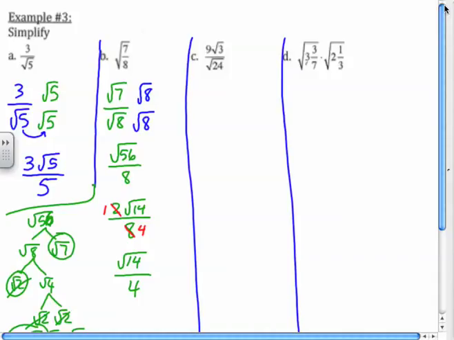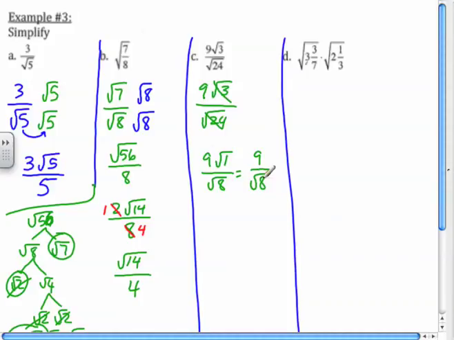For this one, I've got 9 root 3 over root 24, and I'm hoping that you see that this reduces with this, and I get 9 times the square root of 1 over the square root of 8. Everyone knows that the square root of 1 is just 1. So now I'm left with 9 over the square root of 8. Actually, I don't have that reference here, so let's simplify the square root of 8.